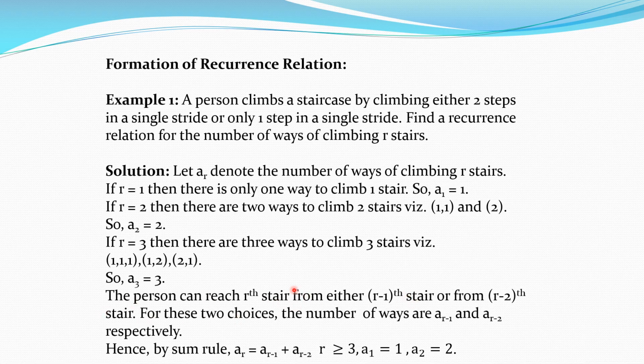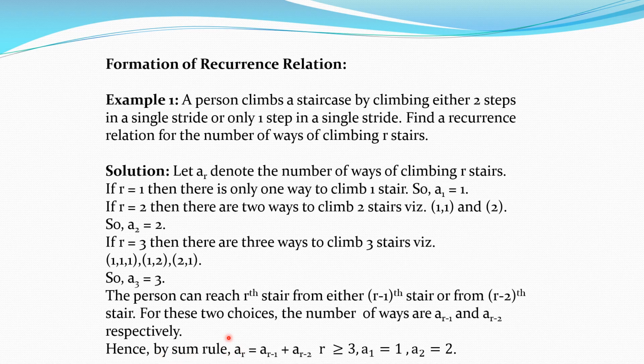But to climb to that (r minus 1)th stair, how many ways are there? It is a_(r minus 1) according to our definition of a_r. Similarly, how many ways are there to climb to the (r minus 2)th stair? It is a_(r minus 2). So these are either-or and there are no ways in common. So by the sum rule or addition principle, the total number of ways of climbing r stairs is the addition of these ways, that is a_(r minus 1) plus a_(r minus 2).